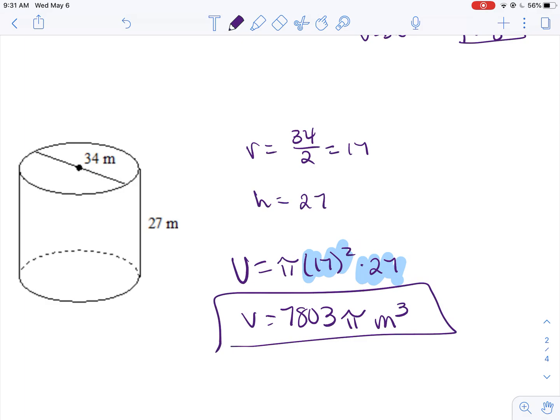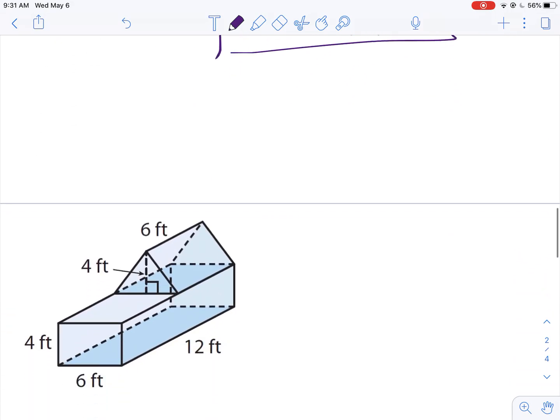One thing to note, whether you're talking about the prisms or the cylinders, is to make sure that both of these dimensions are in the same units and that you don't need to change one of them. About the hardest they'll try to do is an inches and feet kind of thing, trying to trick you. All right, so volume, easy peasy lemon squeezy.